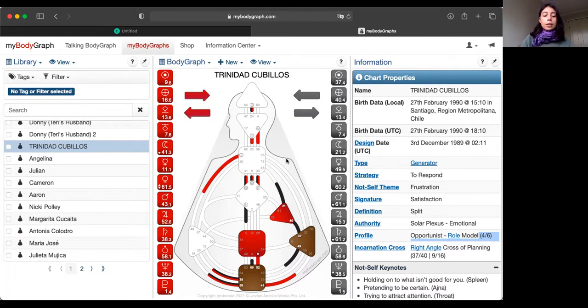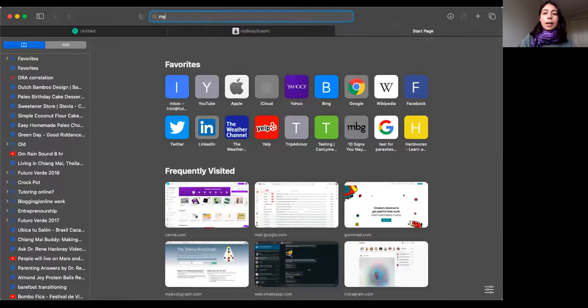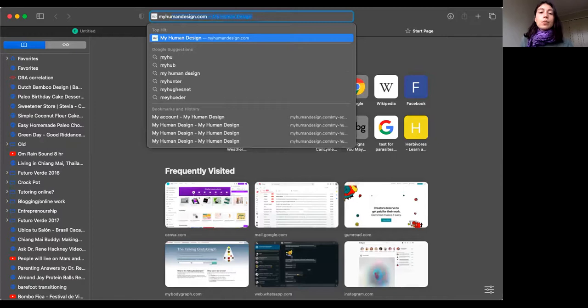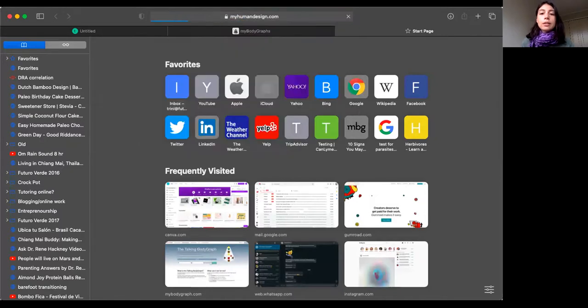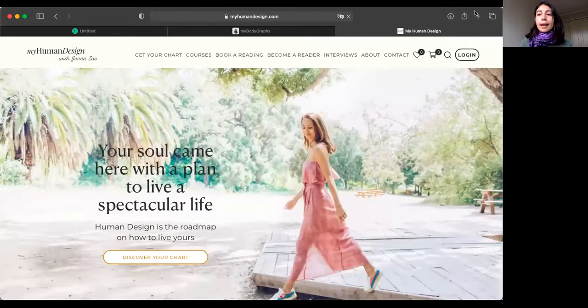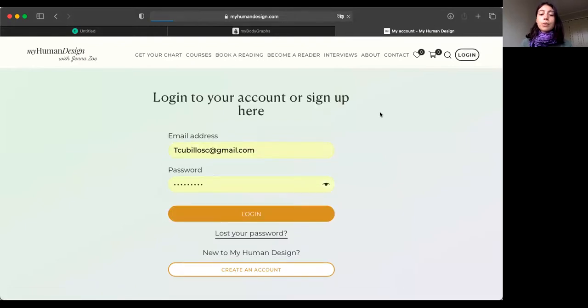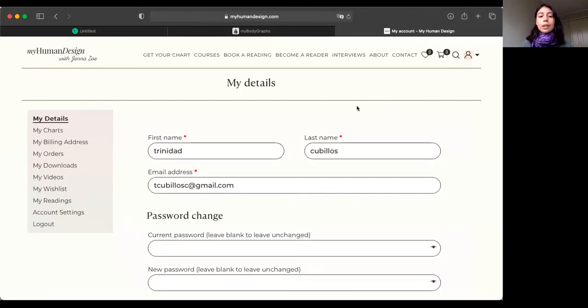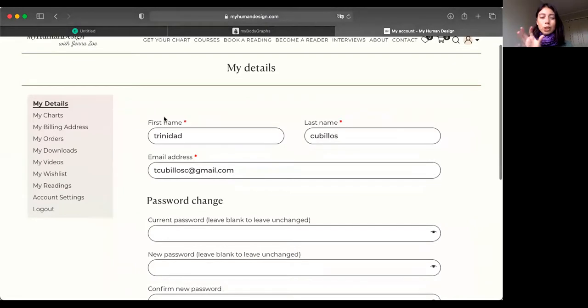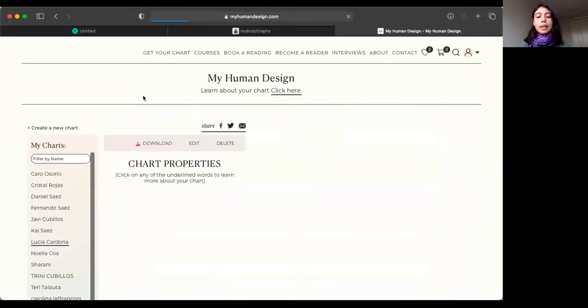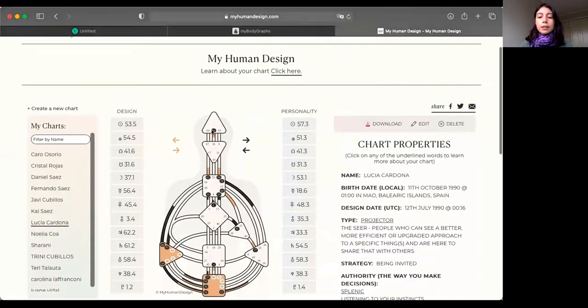And then the other one that I am going to show you is called My Human Design. And this website is by Jenna Zoe. She's a human design teacher as well. And the thing about this chart, and I'm going to log in here to show you, is that, well, the first thing, a lot of people like it because it's more friendly to the eye. I actually think the other one's better because the colors just pop up more and it's more traditional in that way. I like it more. But the thing with this one is it gives you some information that my body graph doesn't give you.